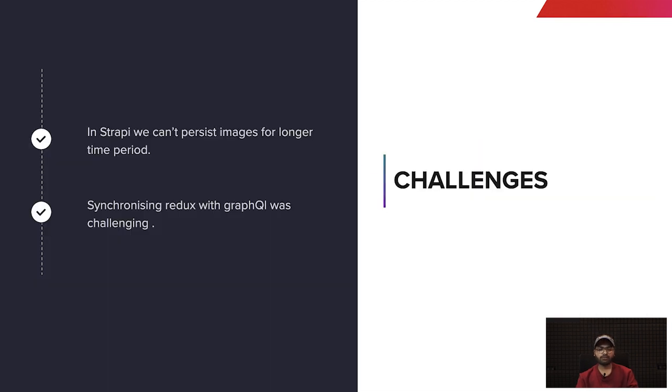Now the challenges we faced while developing this application: in Strapi we can't persist images for a longer time period. So we used the Cloudinary API and integrated it into our Strapi, so we can store and manage the images. Also while maintaining Redux and GraphQL together, we faced some difficulties. That's all.